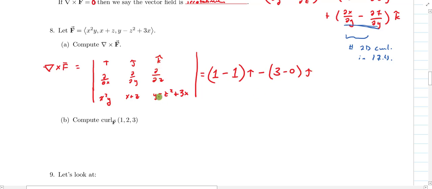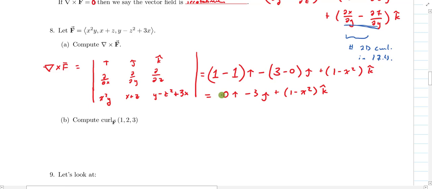And then for our third component, we have partial x of this component function, so that's plus 1, minus the partial derivative of this component function with respect to y, which is x squared, so minus x squared. So if we clean all this up, we get 0 i hat minus 3 j hat plus (1 minus x squared) k hat. And I forgot my k hat right there. So this is our curl.